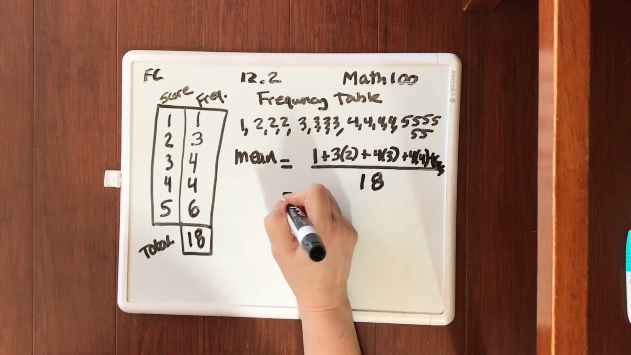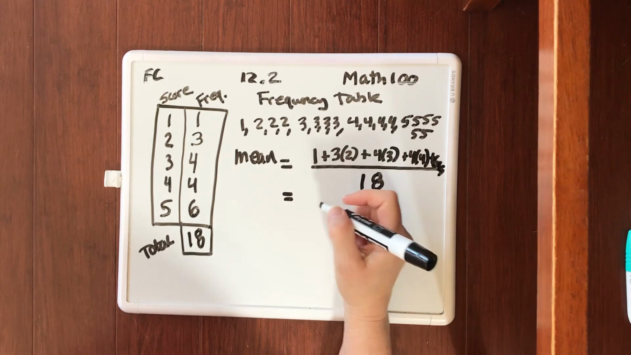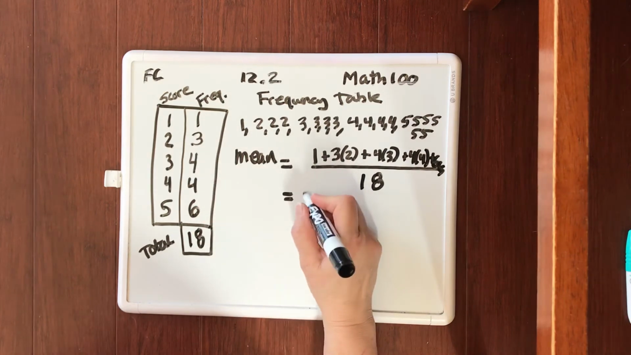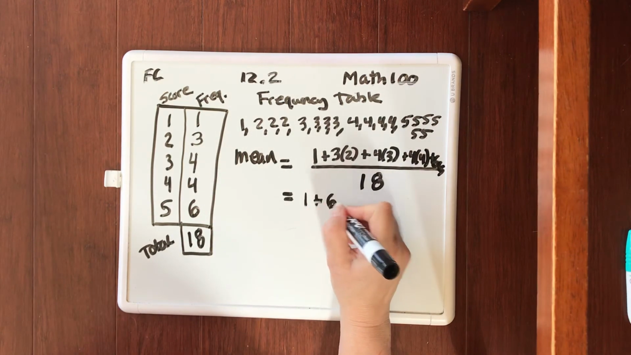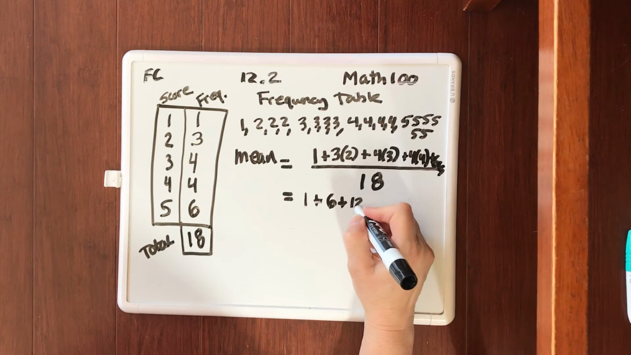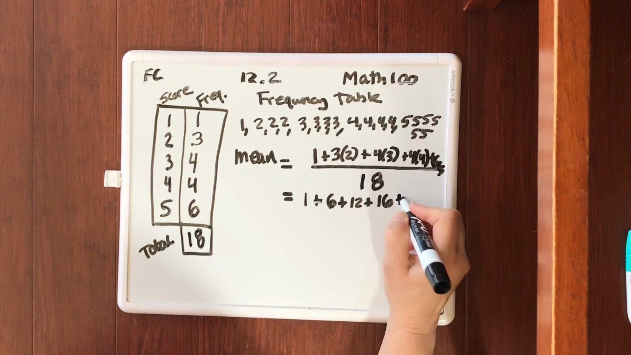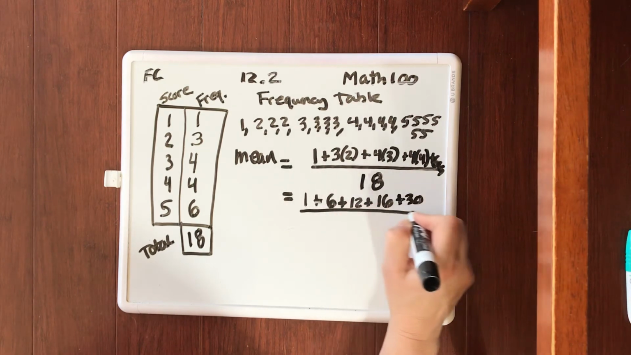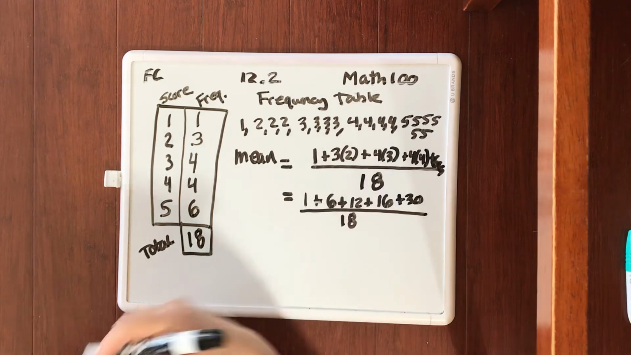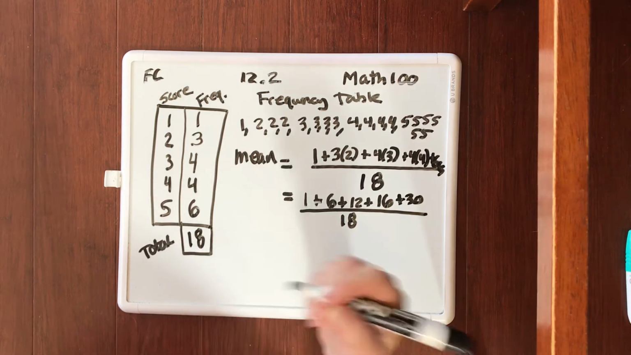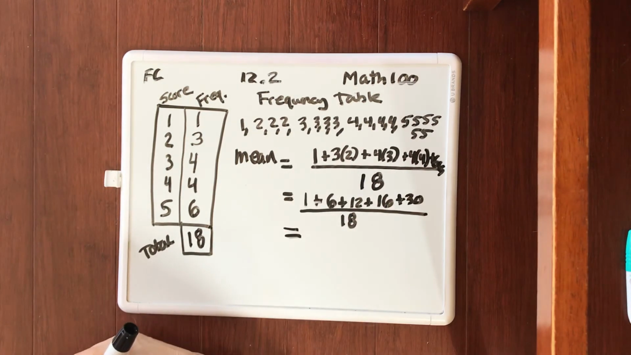Okay, so we would add those all up together and we'd get, let's see, let's just go ahead and do it. 1 times 1 is 1, 3 times 2 is 6, 4 times 3 is 12, 4 times 4 is 16, 6 times 5 is 30, all over 18. Okay? All right, so when we add those up, what do we get? Well, I'll let you figure that out. Okay, so there's the mean.